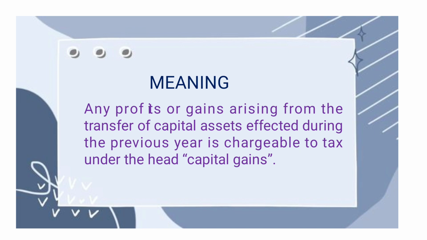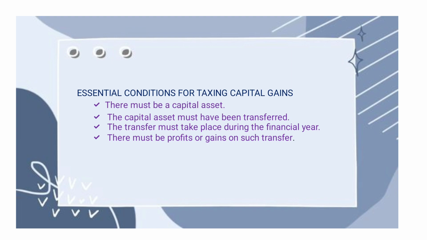Before discussing the capital asset, we must know the essential conditions for taxing capital gains. While calculating the tax for capital gains, the asset must be a capital asset. It is very important. At the same time, the capital asset must have been transferred during the financial year itself. Then the profits or gain arise from that transfer only. These are the essential conditions for taxing the capital gain.